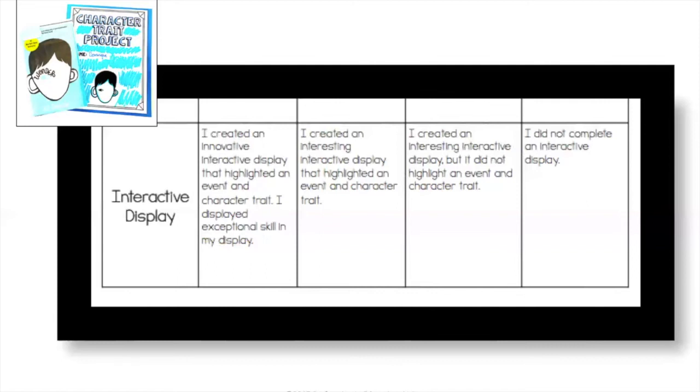To get a 4, they have to create something innovative. It has to be something that's different from what other students come up with. It's very hands-on. It shows and highlights the character trait and the event really well, and they just do an exceptional job at creating something innovative. And then for a 3, it's an interesting interactive display, but not anything necessarily innovative. So we always want to push students towards the innovative side.